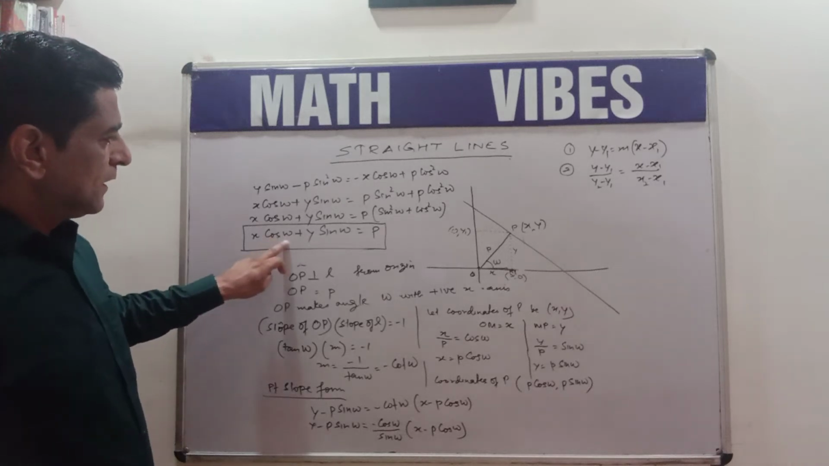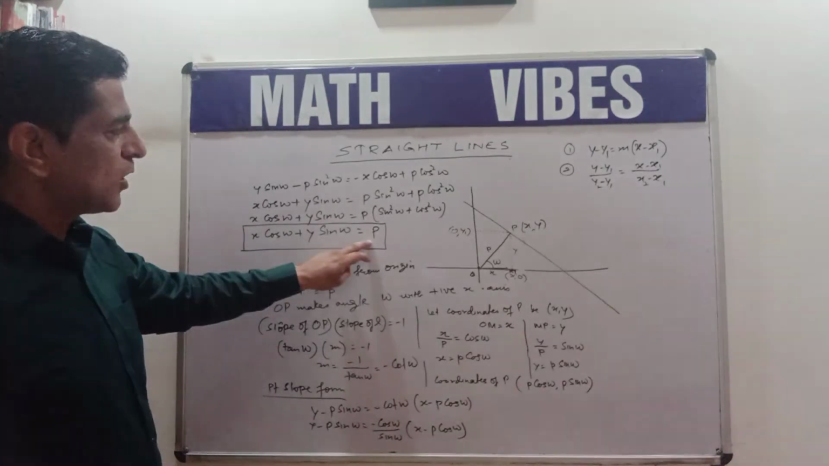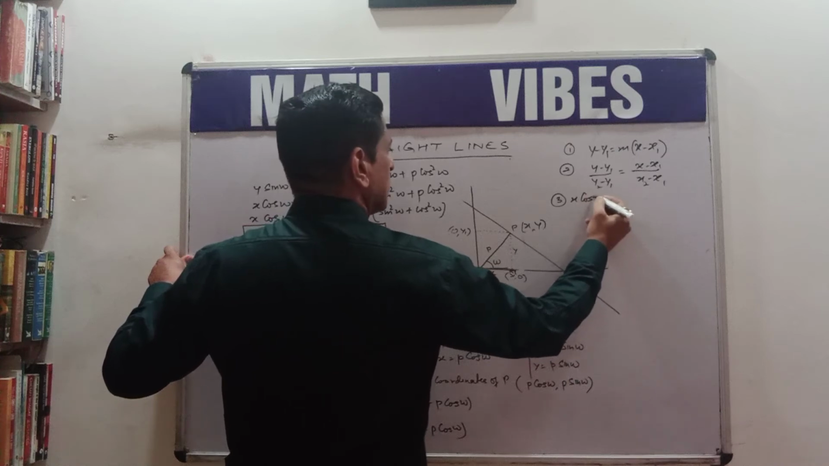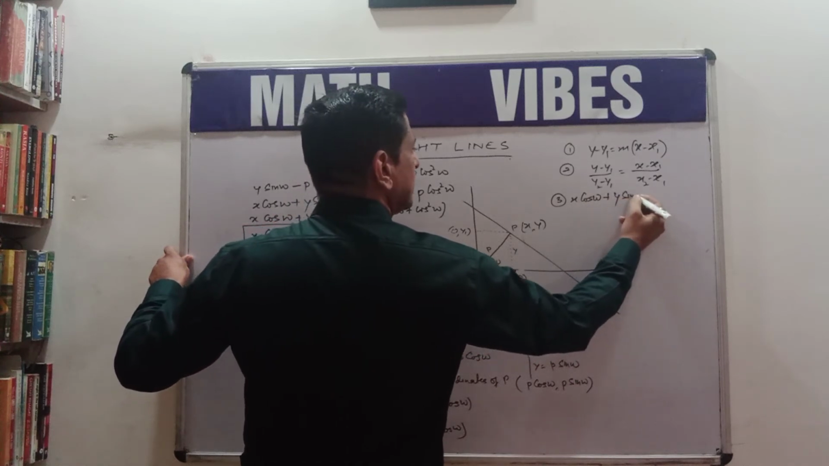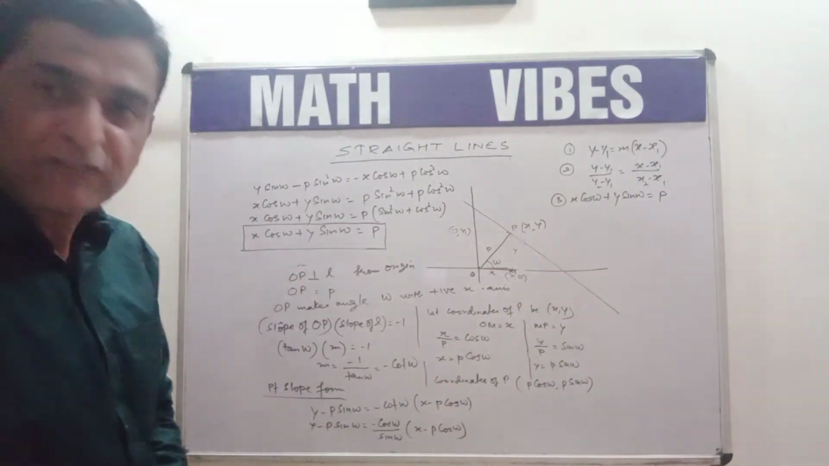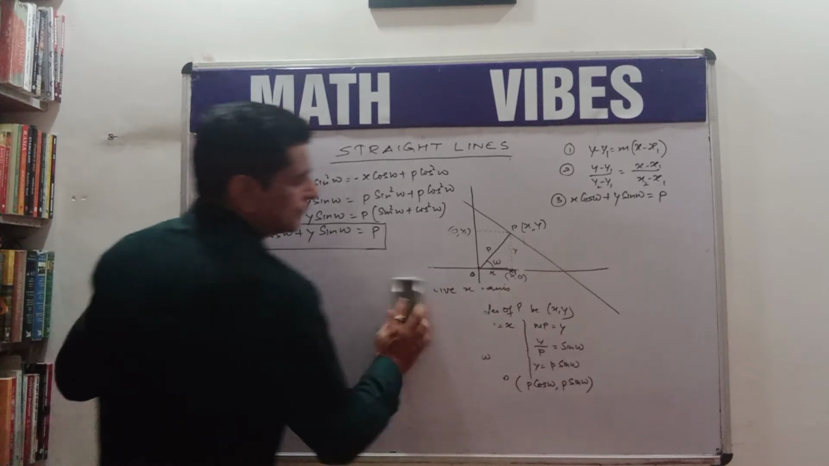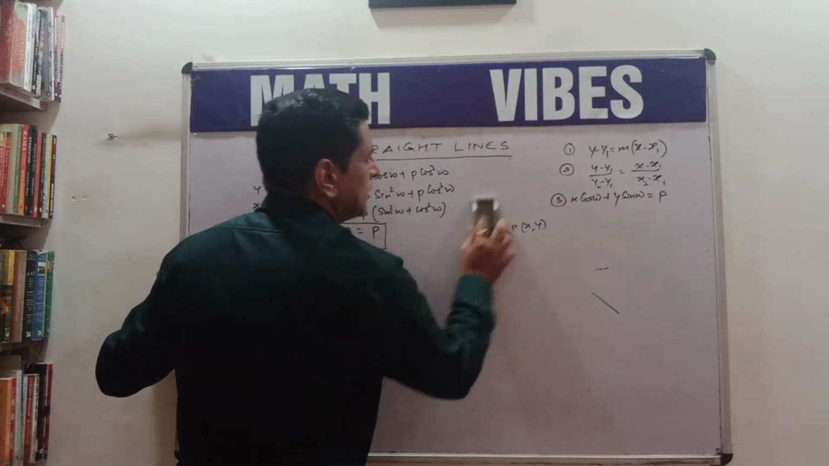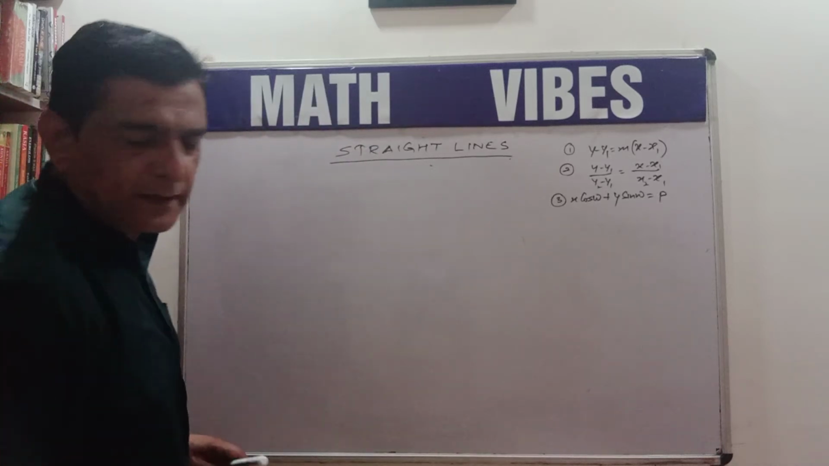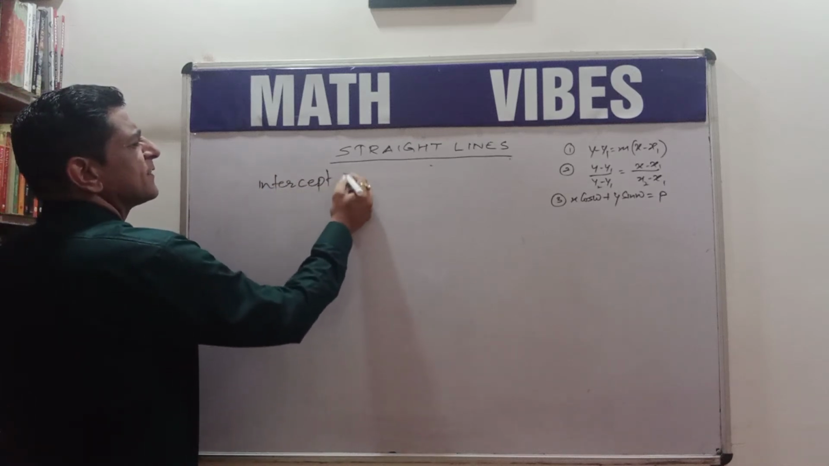When the angle made by the normal with positive direction of x-axis is given and the length of the normal, small p, is given, this is the equation of line in normal form, that is our third form of equation. Now, after this, another form of equation: equation of line in intercept form.